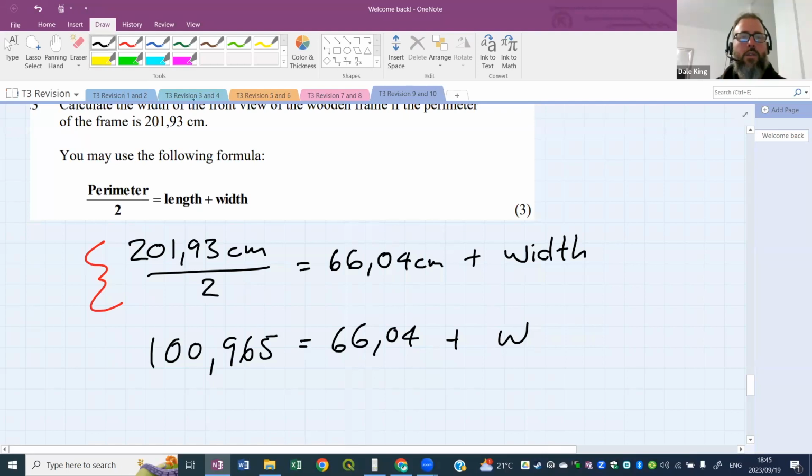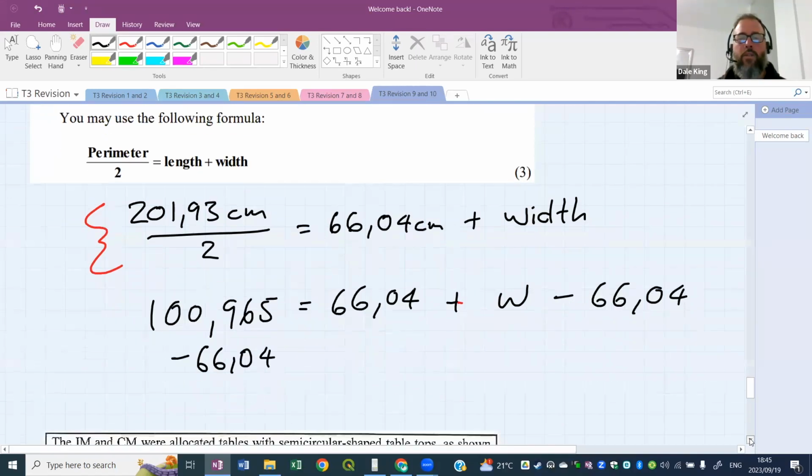Now to get rid of this 66,04 over here, what do I do? Well, it's attached to the W with a plus. So we will do the opposite of plus, which is minus. So you can say minus 66,04. But what you do to the right-hand side, you must do to the left. So I'm just going to write it at the bottom here. So it's minus 66,04.